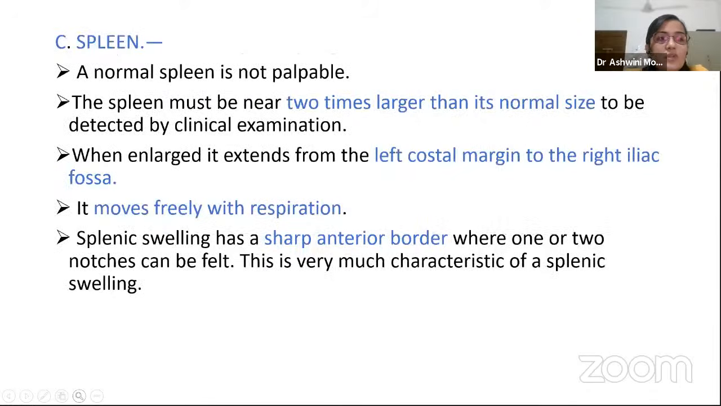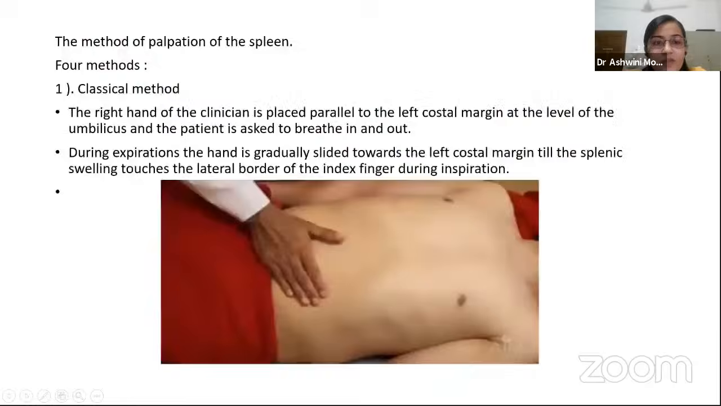So now move on to the third organ, that is the spleen. Normally the spleen is also not palpable. To become palpable, the spleen has to enlarge to more than 2 times its normal size. When it is enlarged, it will extend from the left costal margin towards the right iliac fossa. It moves freely with respiration, as we have already seen in the previous video. The splenic swelling has a sharp anterior border where 1 or 2 notches can be felt. This is very characteristic of splenic swelling.